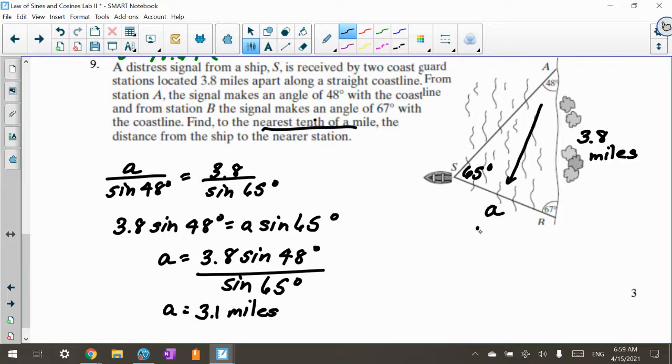Now, if that bothers you, that you're not for sure if that's the shortest one, go ahead and do the other one if you want. But I just showed you why this one's going to work, because it's across from the smallest angle.